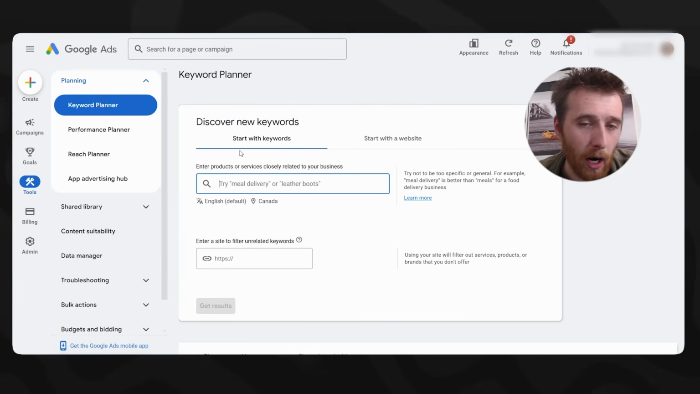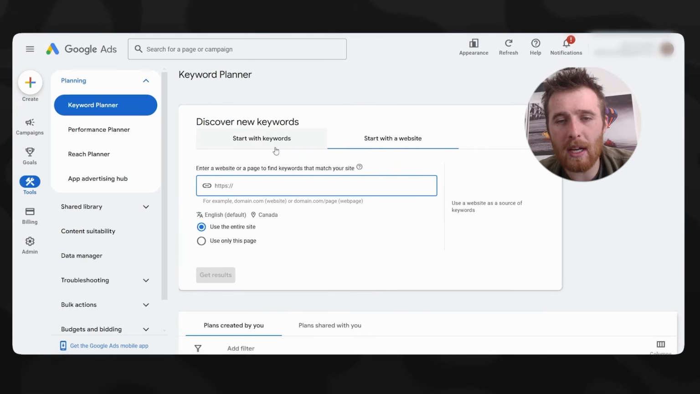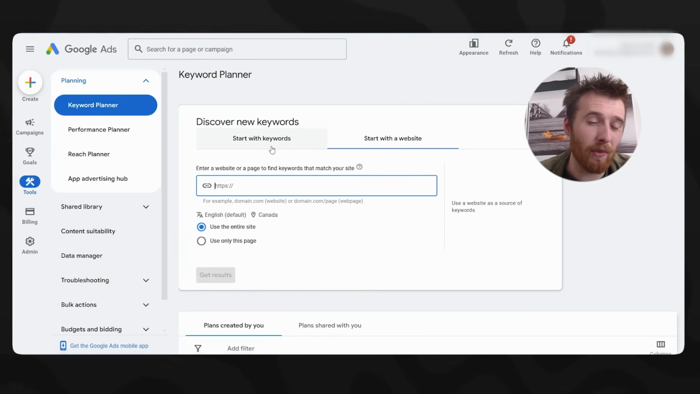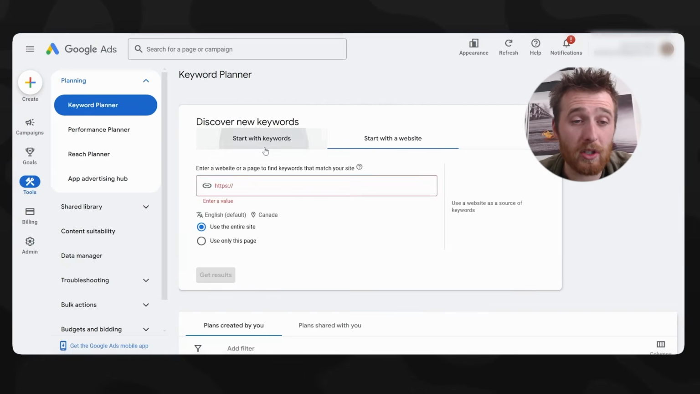Now, there are two options: we can start with keywords or start with websites. Websites I don't normally use. The reason being is there's a ton of keywords on a website, whether they're relevant to your business or not, I'm not sure, but I've had a lot of experience in the past where they just pull keywords and some are relevant, some aren't. I spend a lot of time just erasing a lot of the keywords and they don't give you good ones, and I just find it a big waste of time for the most part. So I start with keywords.